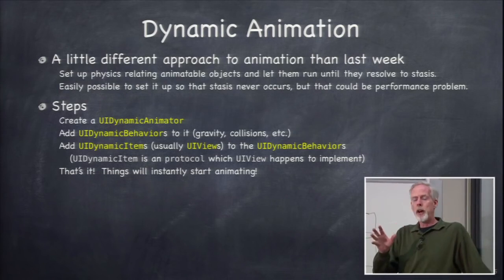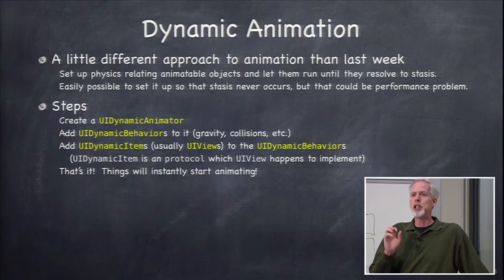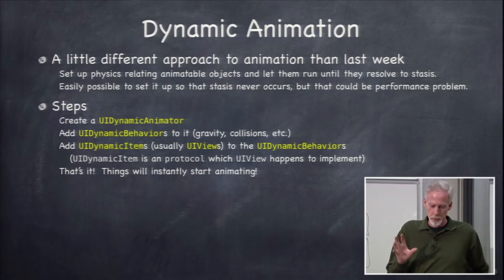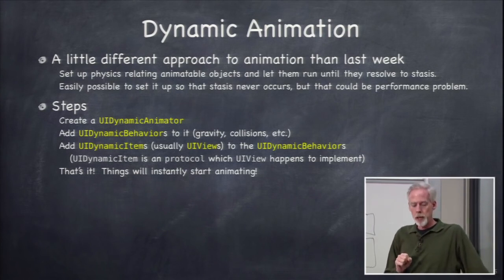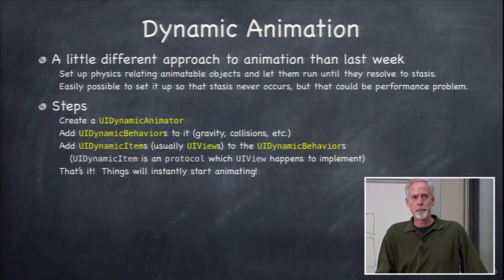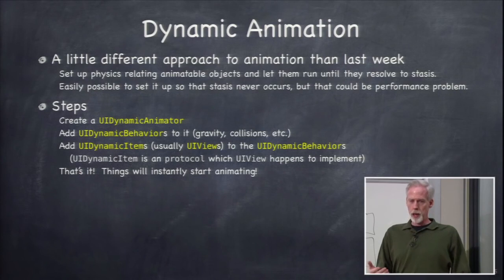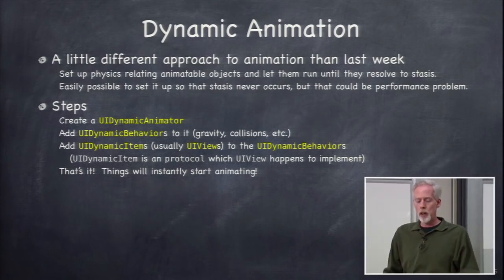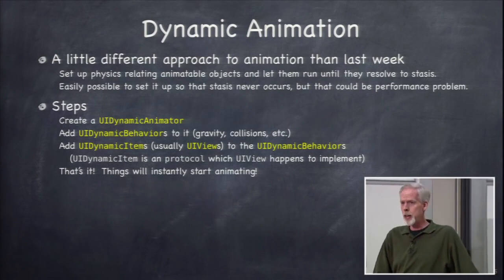So you're going to create this animator. Then you're going to add dynamic behaviors to it. Behaviors are like gravity and collision and things attached to each other. It's how the things inside are going to behave, and these are basically physics-based descriptions of how they're going to behave. And then, of course, there are the things that are going to be animated, which, for our purposes, are always going to be UIViews. These UIViews, dynamic items, are going to be affected by the gravity and the collisions and all those things.